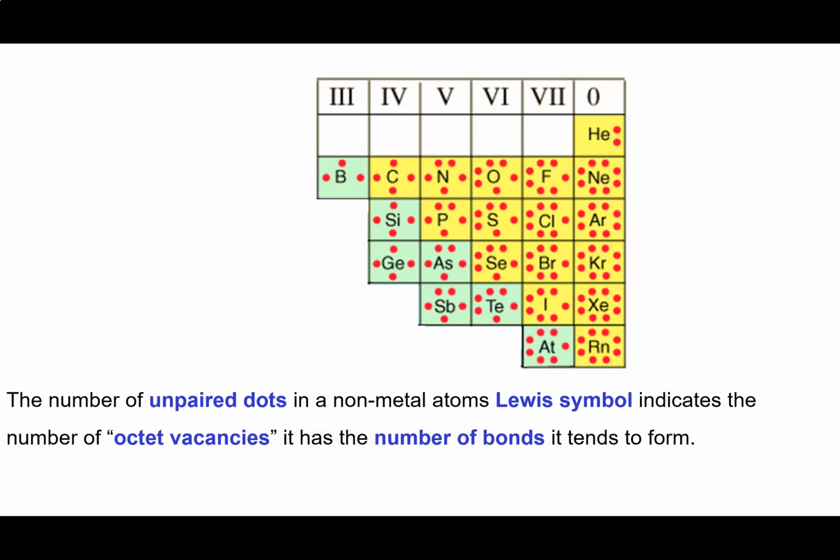Okay, so mentioning this for, I guess it's the third time now, the number of unpaired dots in a non-metal atom's Lewis symbol indicates the number of octet vacancies and the number of bonds it tends to form. Now I should point out that there are exceptions. Later on we will see carbon forming 3 bonds to oxygen, and you can see that neither carbon nor oxygen would like to form 3 bonds. So there will be exceptions, but most of the time it follows this rule of octet vacancies equals the number of bonds that the atom likes to make.